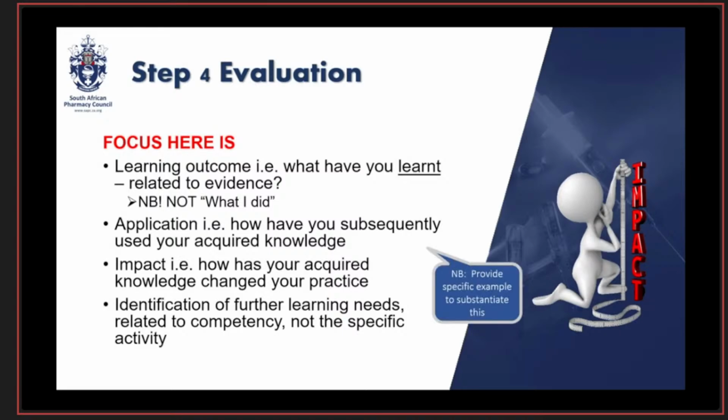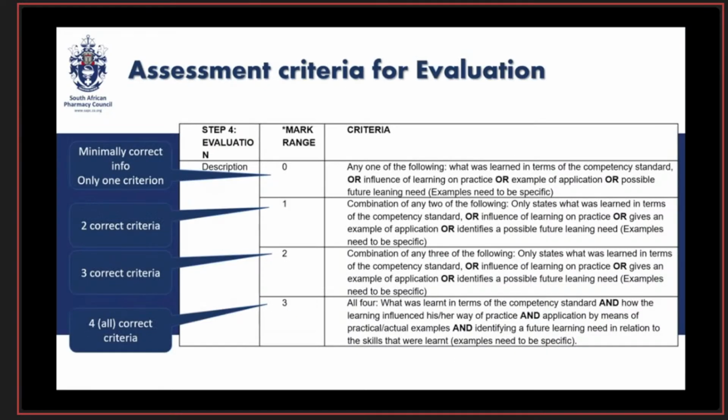So important for evaluation, you have to show us or tell us how you applied the knowledge that you've gained. And you have to give us an example of this applied knowledge, and you have to identify a future learning need. But we will talk about this again, and you will see in the example as well when Dr. Hubert continues with that. So the criteria again, we aim for a 3. So you have to address all 4 to get a 3.